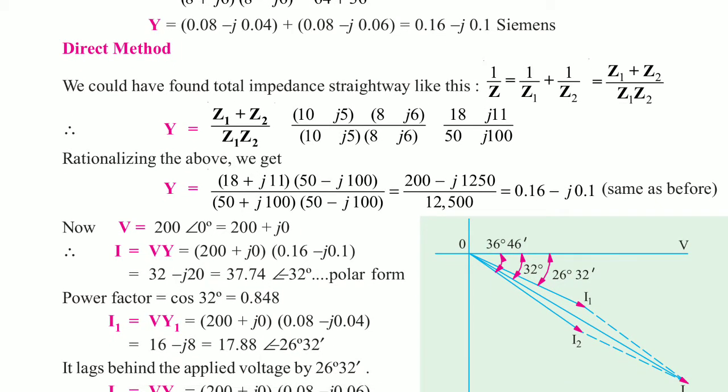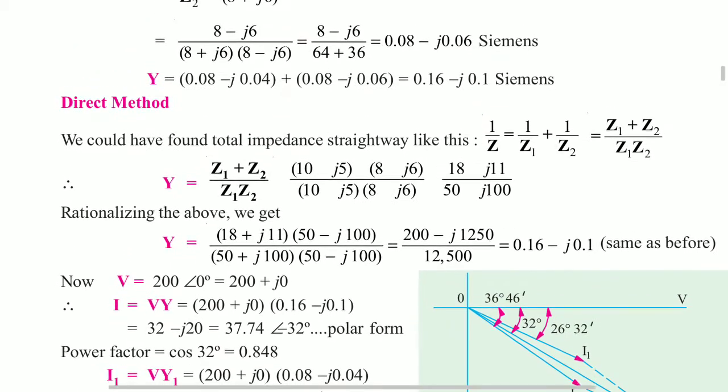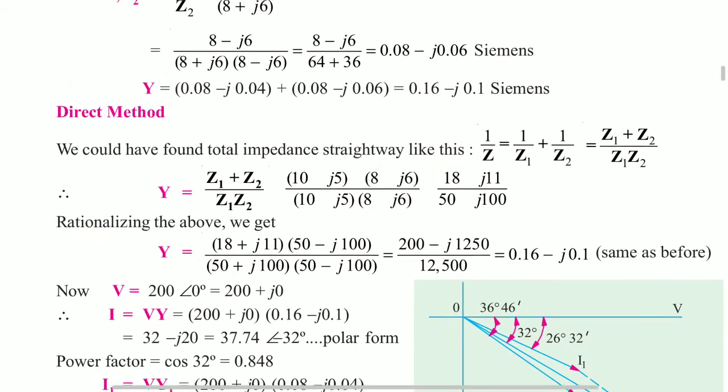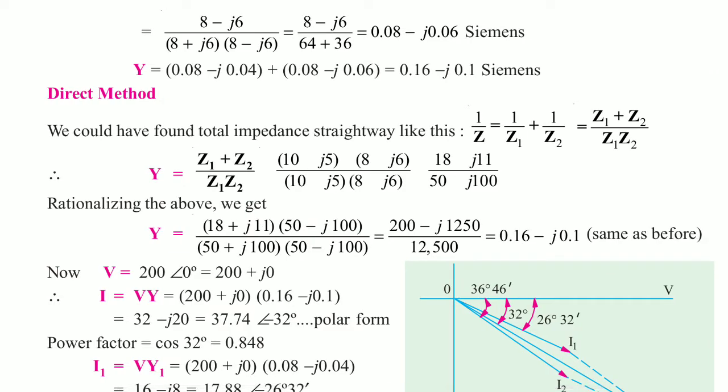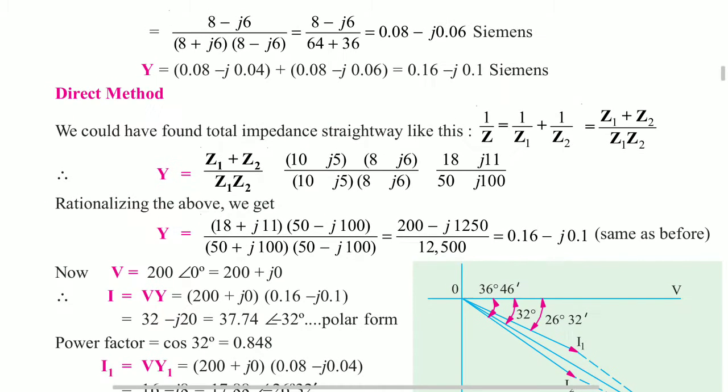Rationalizing the above expression, (18 plus j11) into (50 minus j100) divided by (50 plus j100) into (50 minus j100), that is equal to (2000 minus j1250) divided by 12500, that is 0.16 minus j0.1, same as before, that is what we get here for Y. So in these two methods we got the same value.